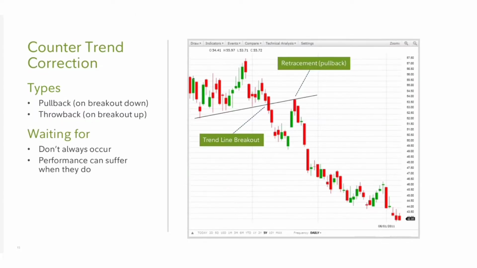Next one, retracements. Counter-trend correction types: pullback on a breakout down, throwback on a breakout up. Waiting for them is not always rewarded, as they don't always occur, and performance can suffer when they do. See the example candlestick pattern of retracements.